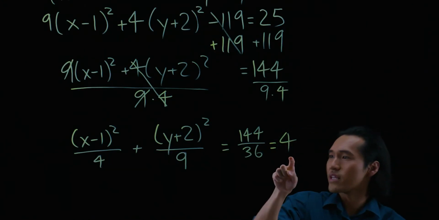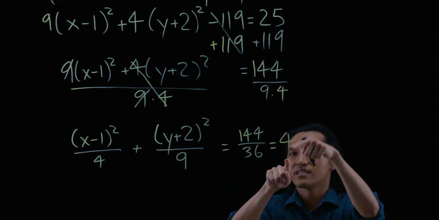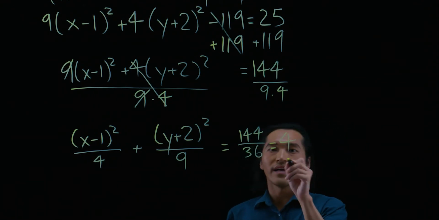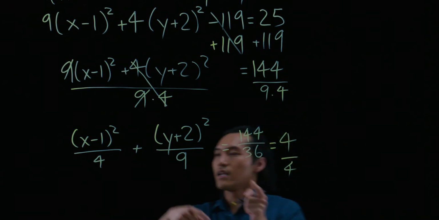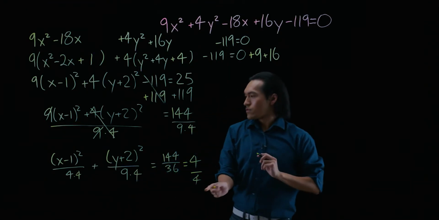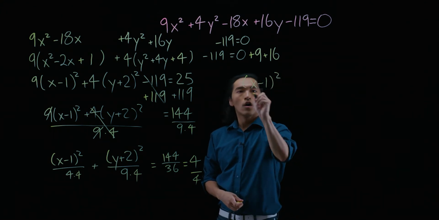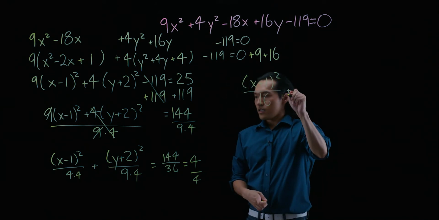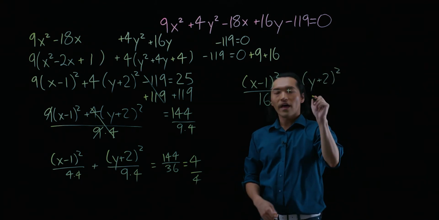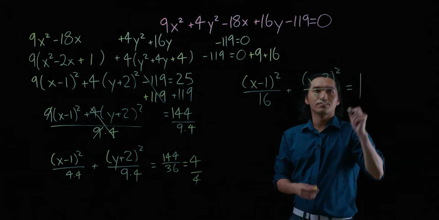Now technically, in order to bring this into the proper format for ellipses, we have to make sure this side is set equal to 1. So in order to do that, we can divide everything by 4, right? If we divide this side by 4, we have to divide both of these sides by 4 as well. So then the final format would be (x minus 1) squared all over 16 plus (y plus 2) squared all over 36 is equal to 1.